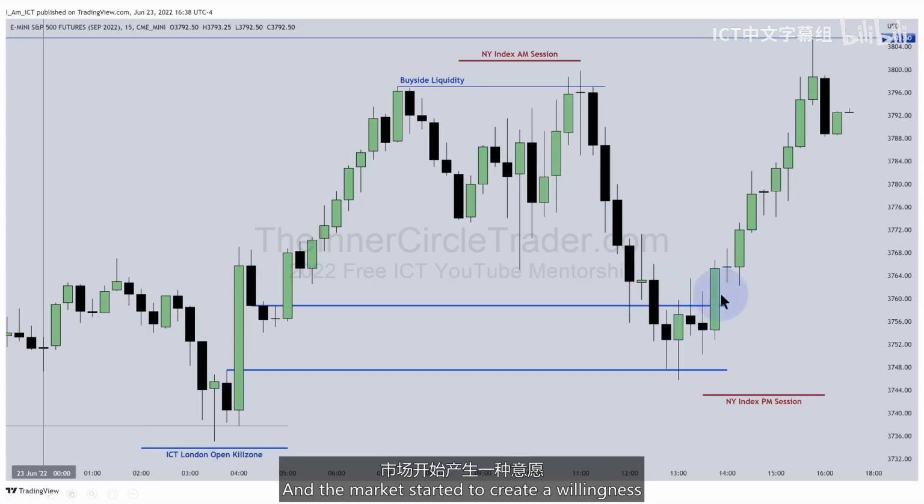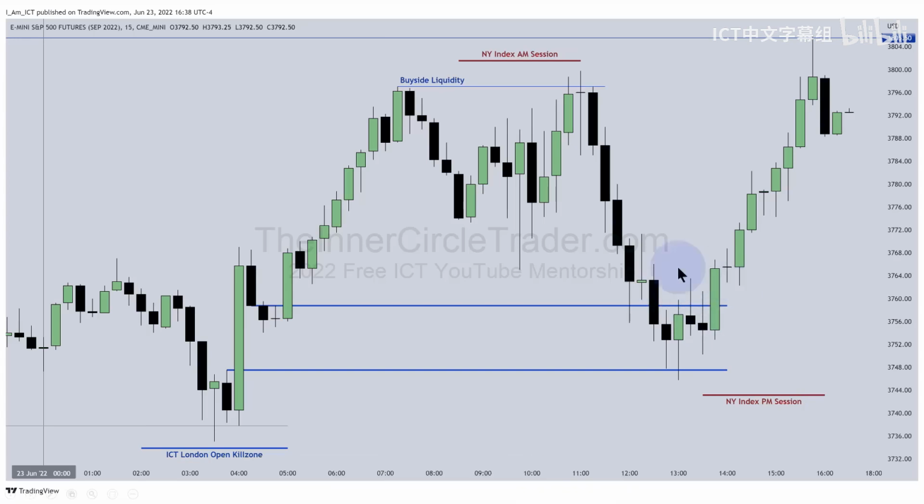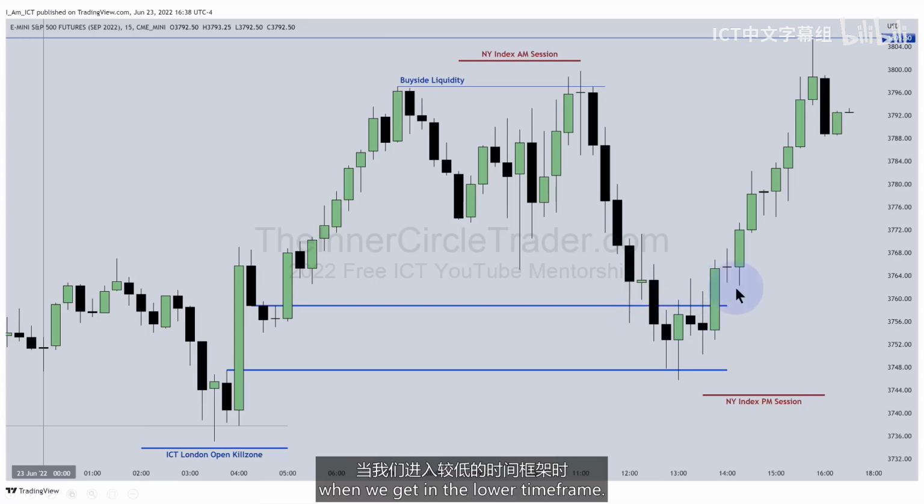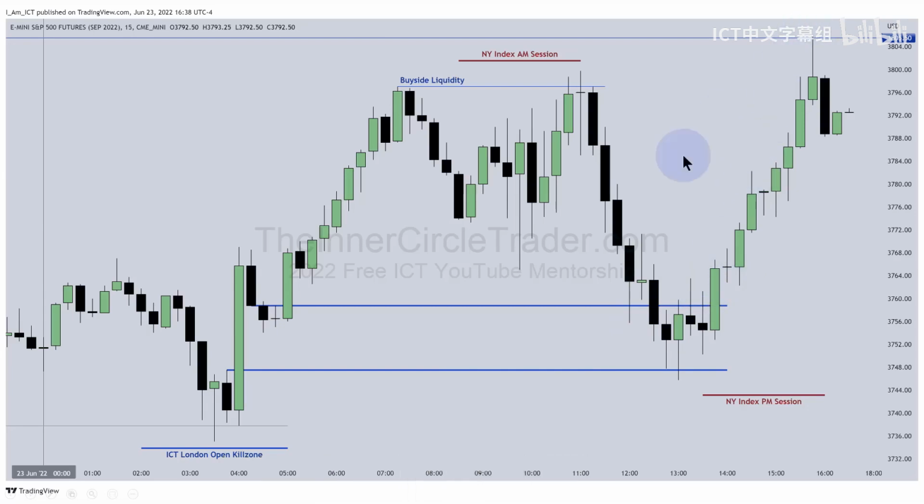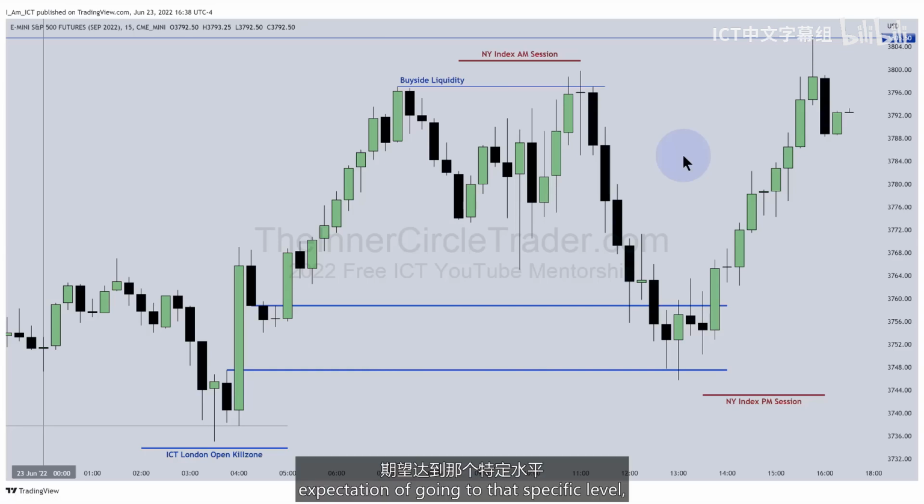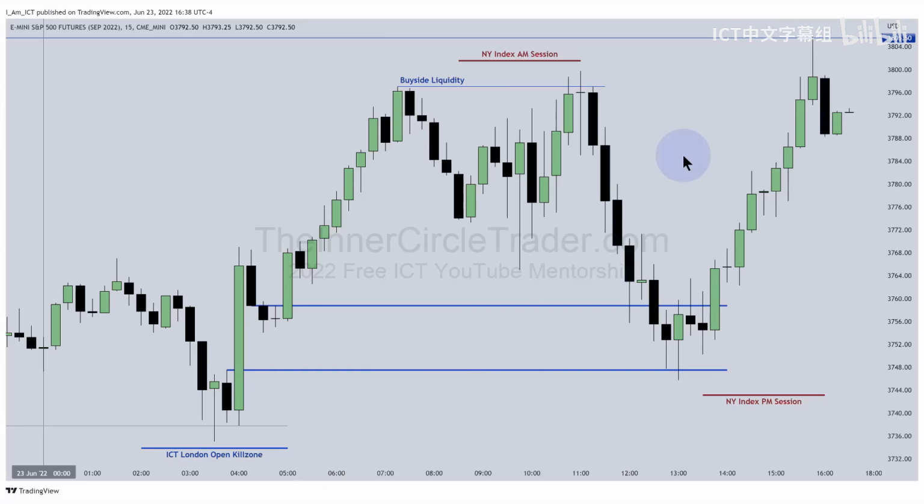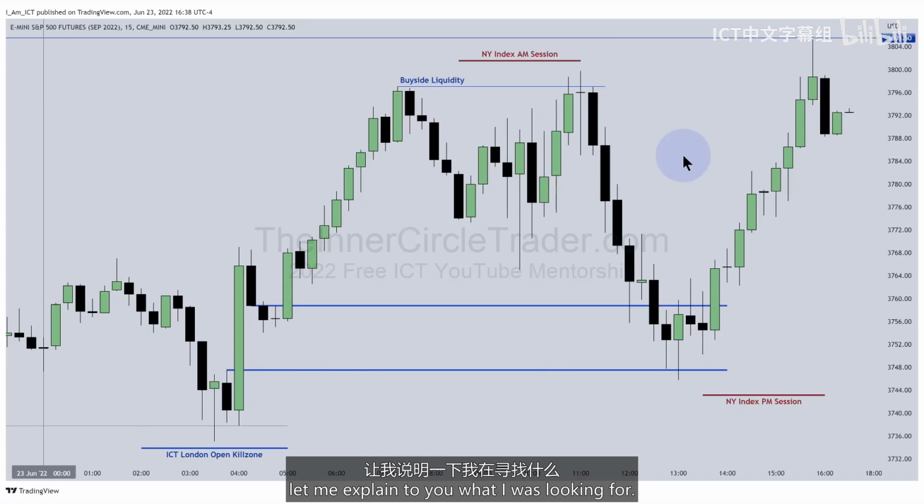And the market started to create a willingness to want to go higher. We'll look at a short-term shift in market structure when we get in the lower time frame. But it draws all the way back up to the target I was looking for in the morning. So the expectation of going to that specific level, let me explain to you what I was looking for.